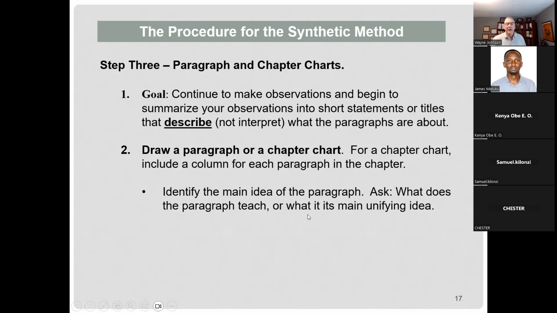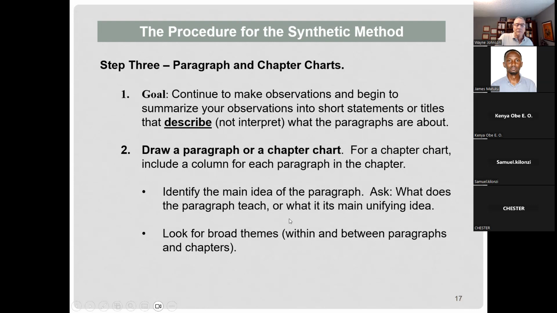Again, identify the main idea of the paragraph. What does the paragraph teach, or what is the main unifying idea? What's the big idea, we like to say? What's it all about? Look for broad themes within and even between paragraphs in the chart.